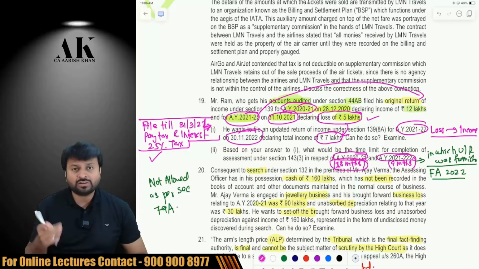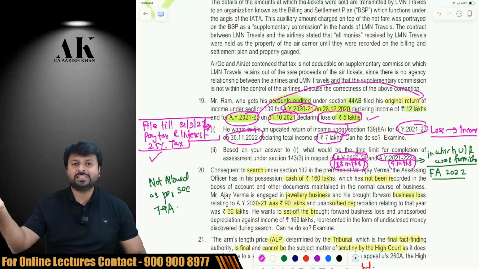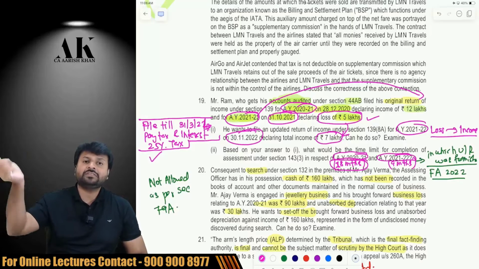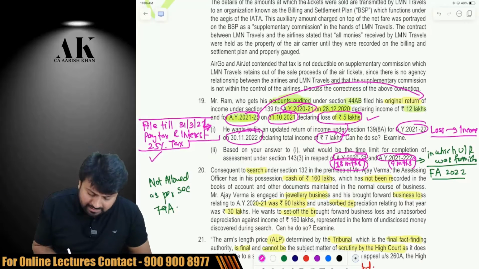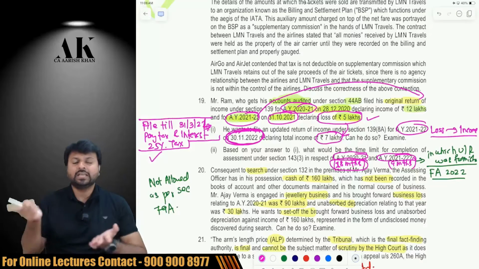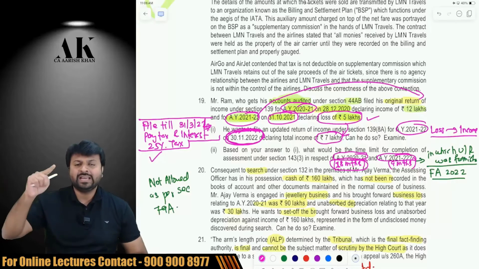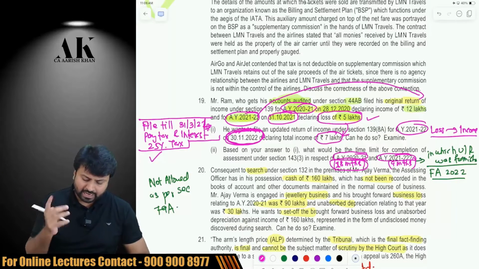In the second case, because the assessee has filed an updated return, the time limit changes. It is 9 months from the end of the financial year in which the updated return is furnished. The updated return is furnished in financial year 22-23, so you have to take 9 months from the end of 22-23. That comes to 31st December 2023. I hope it is clear to all of you.